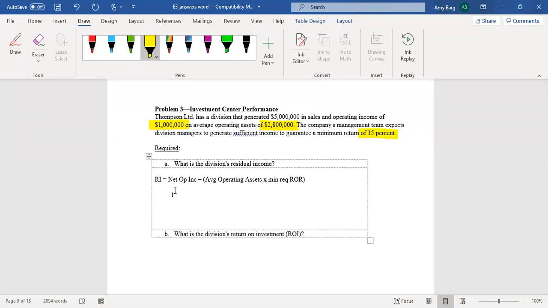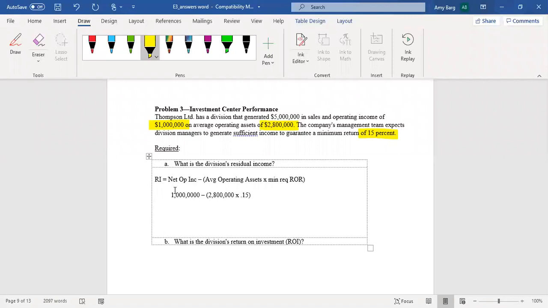We have $1 million. We're going to subtract the 2.8 million times the 15%, which comes out to be, so it's 1 million minus, and then this 2.8 times 15%, that turns out to be 420,000.